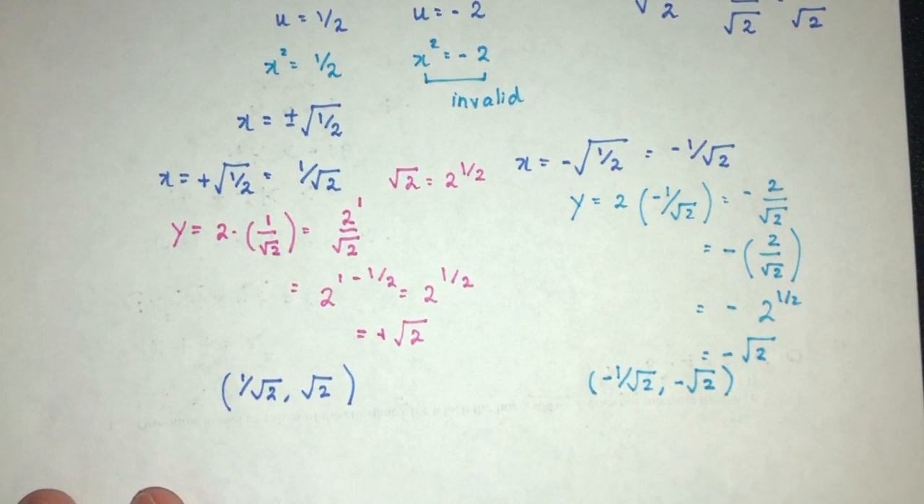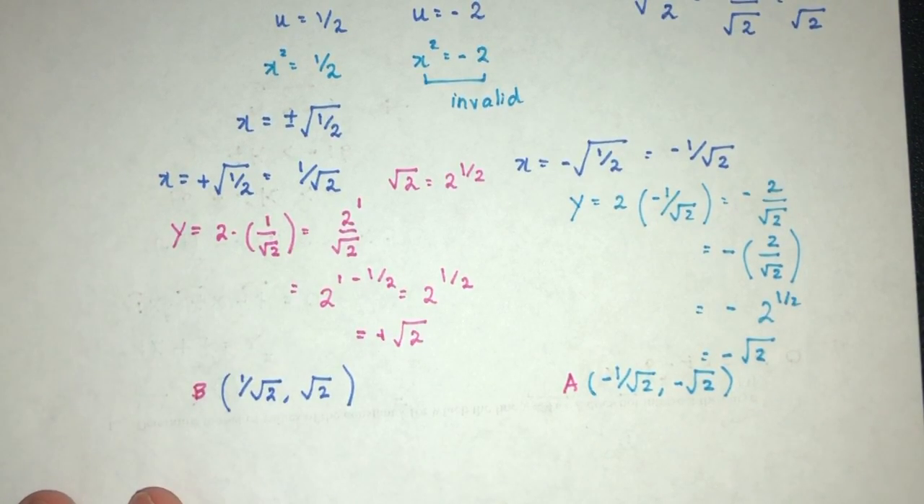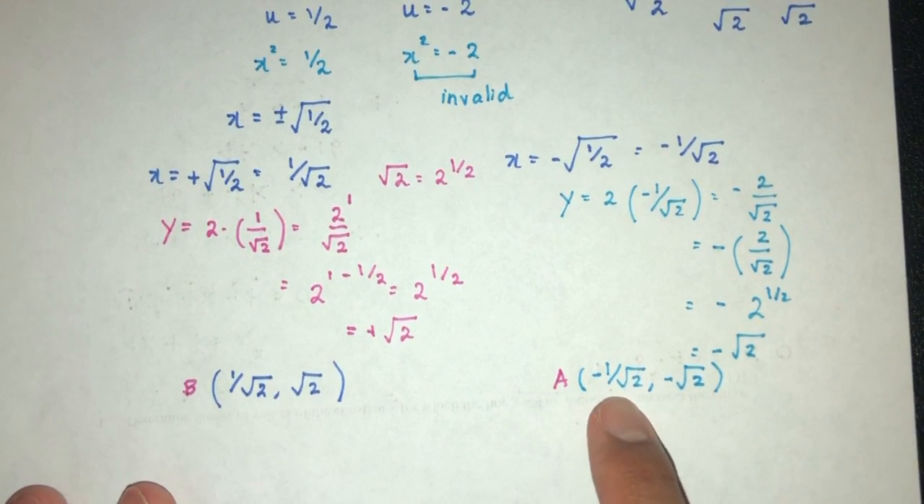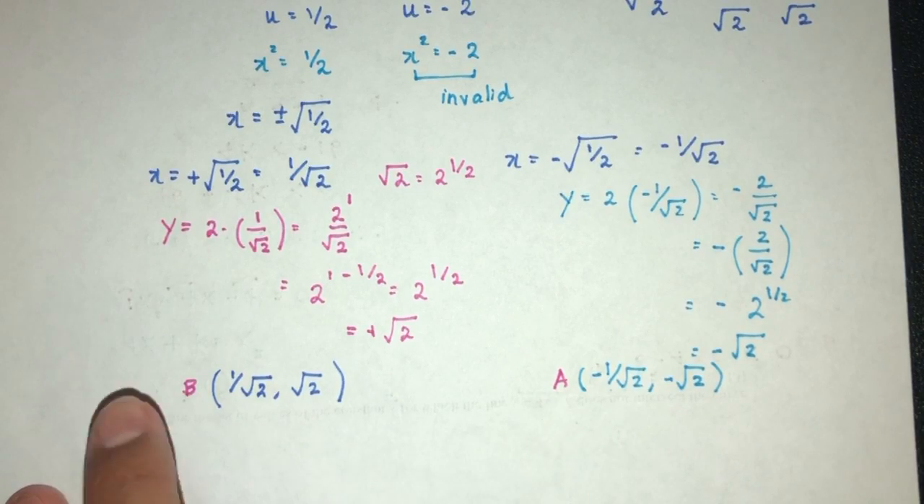So the exact values, obviously this will be your point A and this will be your point B. Now why did I choose this as A? Because as you can see, this one happens before this point, and that will be A happens before B, so A will be this one and B will be this one.